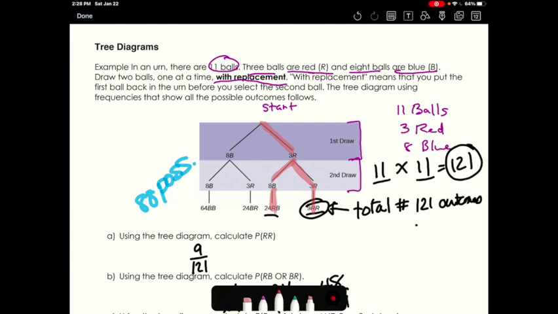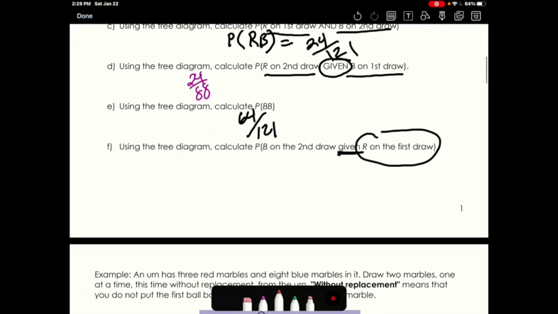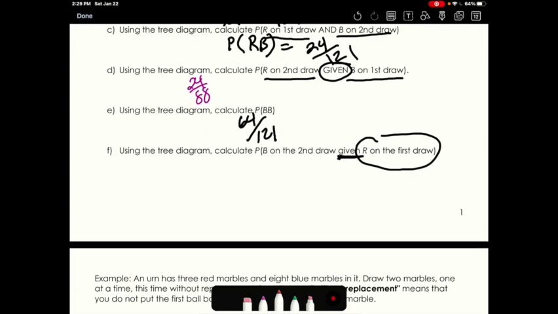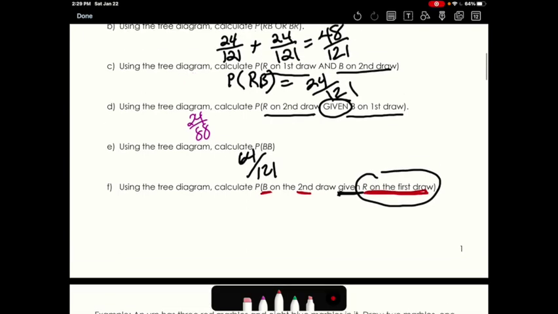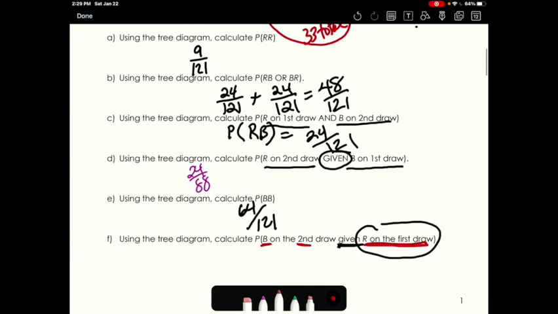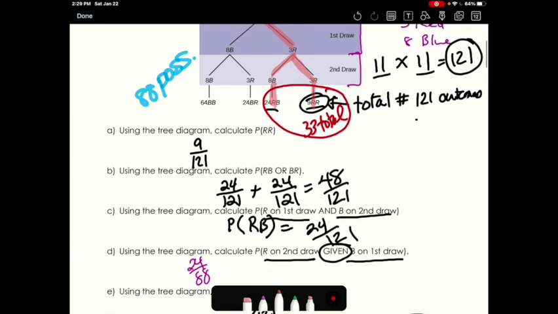And that total, if I take 24 and 9, and I look at just that total, 24 and 9 is going to give us 33 for total if we get a red on the first draw. So that's a 33 total possibilities on that first one. Now, we're looking to see if we find the probability of getting a blue on the second draw if we have a red on the first draw.